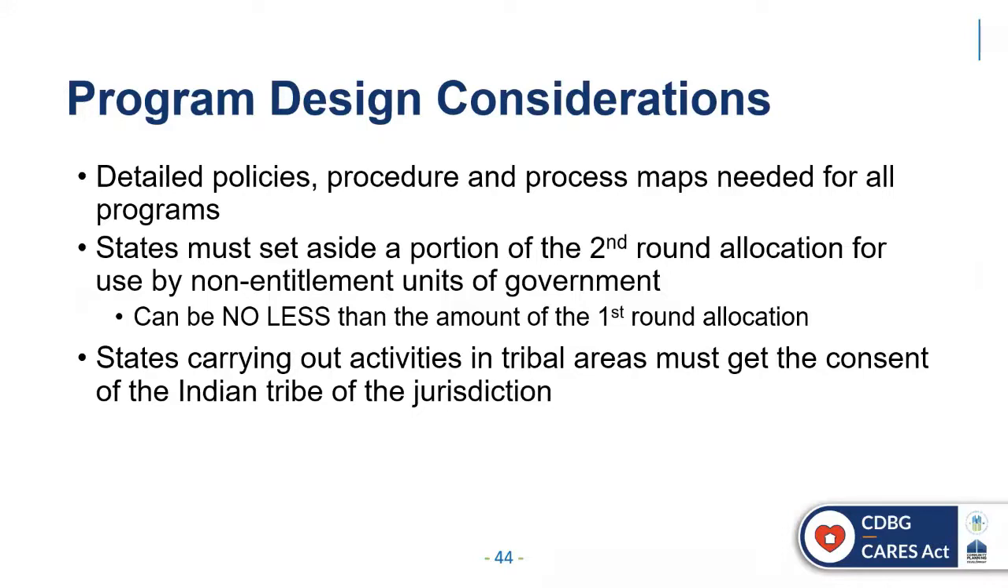In addition, the Federal Register notice requires that states set aside a portion of their Round 2 allocation, at least equal to their Round 1 allocation, for use by entitlement units of government within their states. And states carrying out activities in tribal areas must get the consent of the Indian tribe in that jurisdiction.